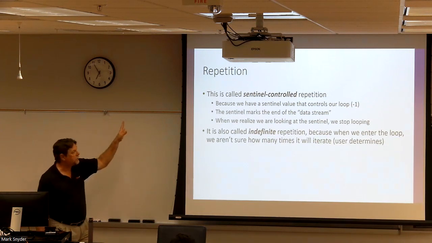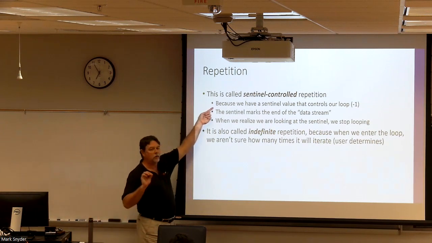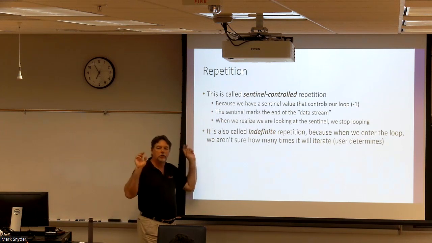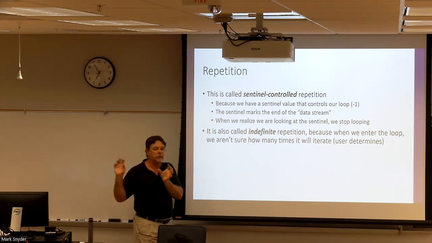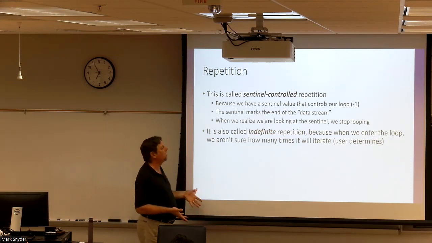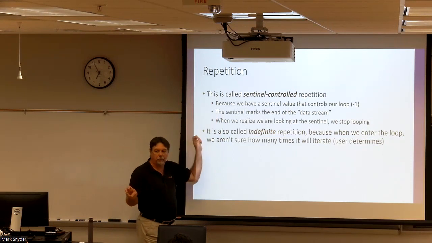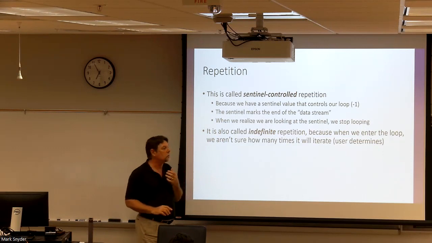Yeah, so I already mentioned this. This is called sentinel controlled repetition because we have a sentinel value that controls our loop. Our loop condition is checking a variable for a specific sentinel value, and if that value is set to something, we won't continue looping. Sentinel is the end of the data stream. You can think of this stream of numbers we're asking for from the user as a stream of data, right? Just terminology.